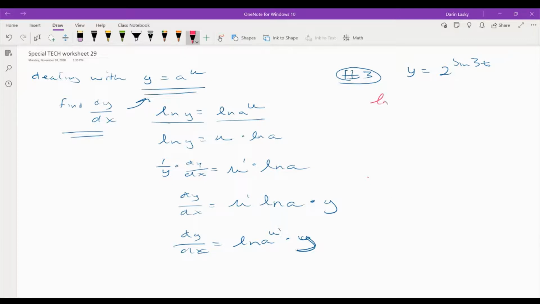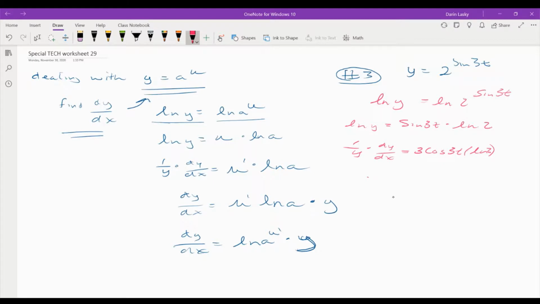So we can take the natural log of y equals the natural log of 2 to the sine of 3t. Well, from here, we can apply our properties. So we get the natural log of y equals the sine of 3t times the natural log of 2. Well, if I take the derivative of the left, I get 1 over y times dy dx. If I take the derivative of sine 3t, I get 3 for the inside. Derivative of sine is cosine 3t, times the natural log of 2.